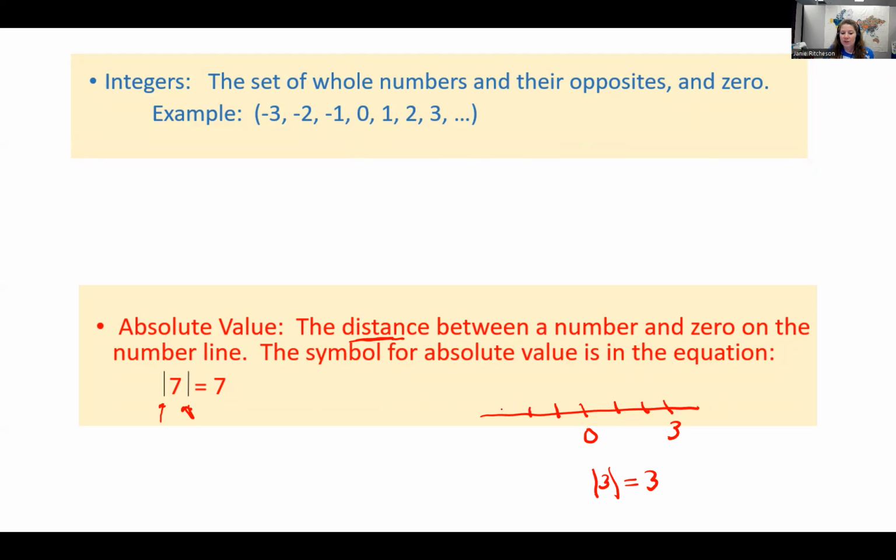Well, what if I went to the left of 0? What if I said, what is the absolute value of -3? Well, -3 is still 3 units from 0, so it's +3. So basically, absolute value is always positive because distance is positive.